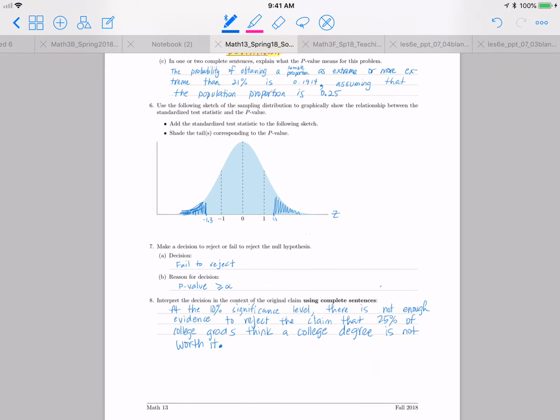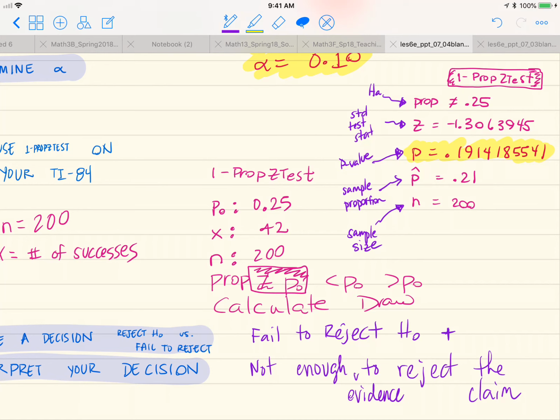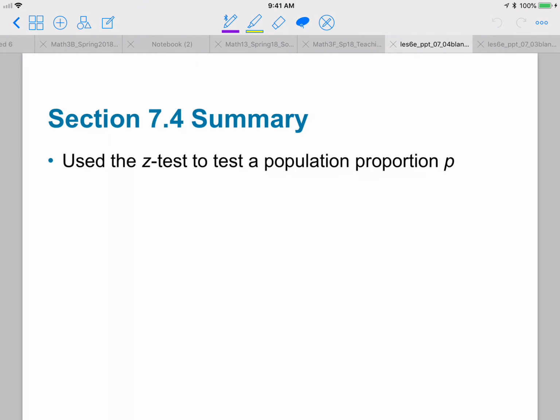Okay. All right, so that's the end of this video. And we learned how to use a z-test. More specifically on the calculator, we use the one-prop z-test to test a population proportion p. Thanks.